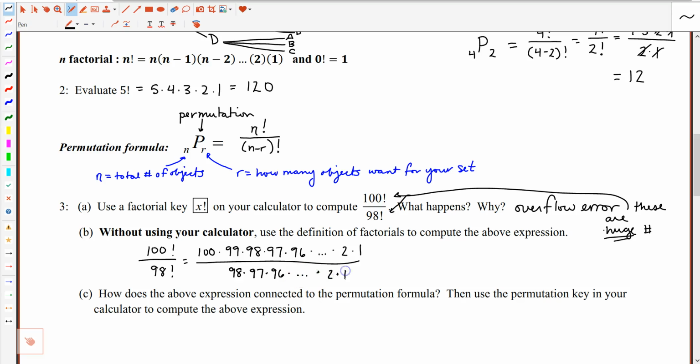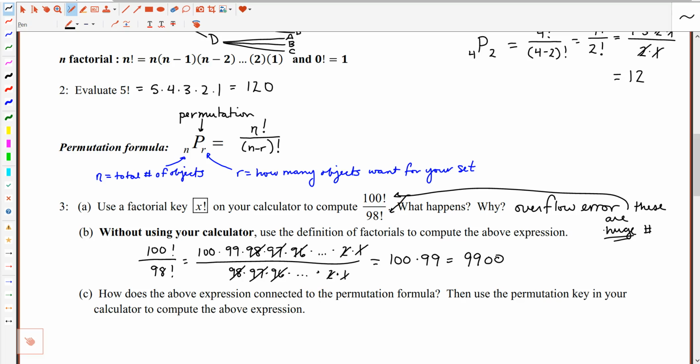and then that would be all the way down to 1. It's multiplication all the way through, so anything we're seeing both upstairs and downstairs we can simplify. So these will simplify, these can simplify, and then all the way down to the 2 times 1 can simplify. So what am I left with? The 100 times the 99. Well, that's pretty straightforward. We can compute that without a calculator.